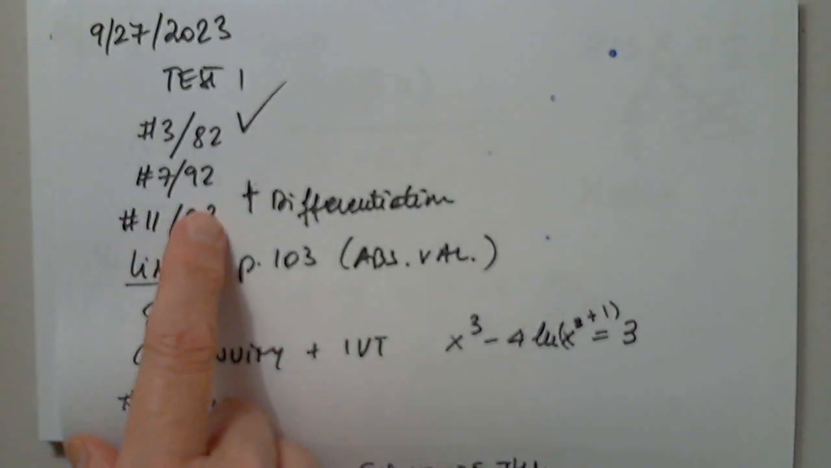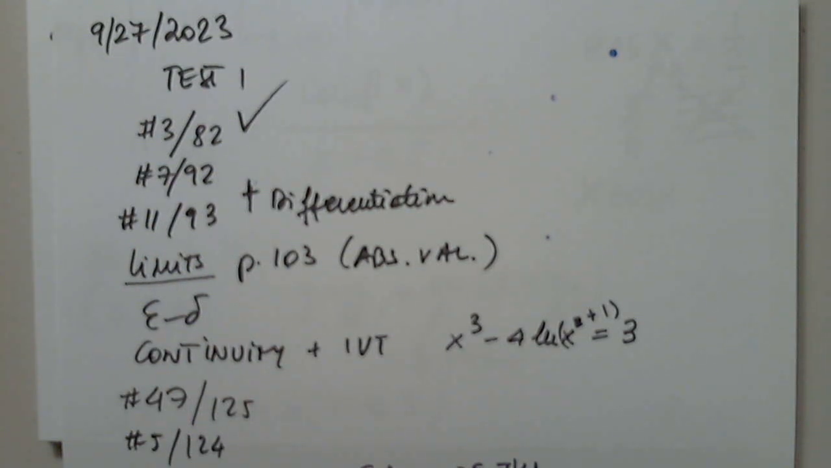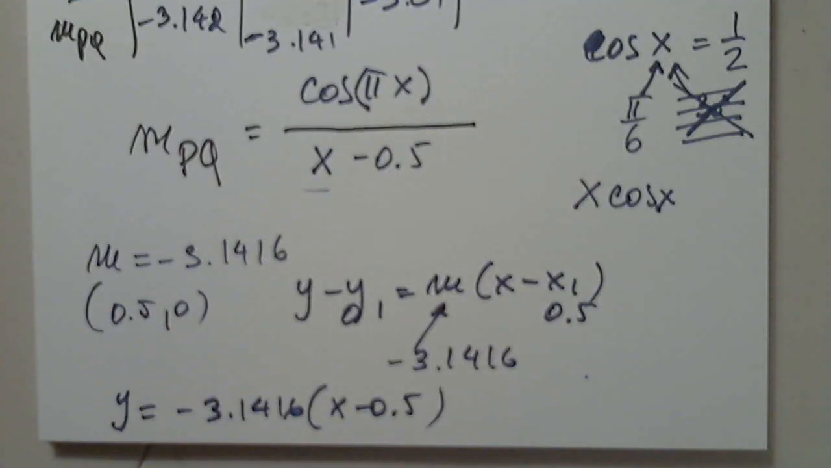Then I have a 7 on 92. I'm assuming that that is the next section. If not, I'll look and find it anyway. 7 on 92. Okay, so 7 on 92 is just, we're given a graph and we have to answer some questions here.